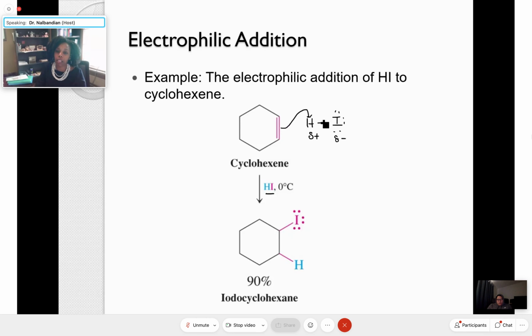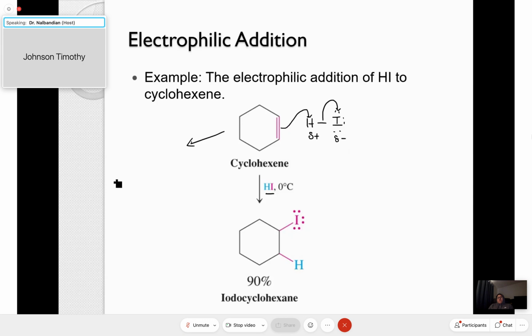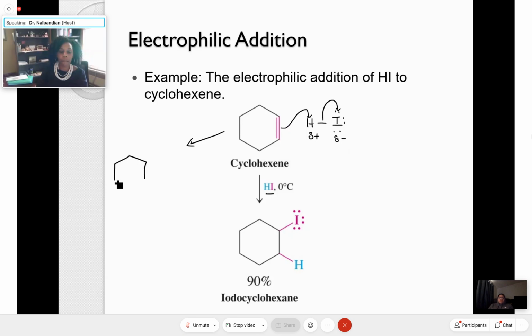But when we attack the proton, something has to happen to these electrons, so we break that bond. And so we end up with this intermediate where, remember, we don't have to show where the hydrogen is, but we do need to show that there's a positive charge. And so we've added a hydrogen to, if I number this 1, 2, here, how many hydrogens on carbon 1 in the beginning? We have 1 hydrogen on carbon 1 and 1 hydrogen on carbon 2 in cyclohexene. In our intermediate now, we still have 1 hydrogen on carbon 1, but now we have 2 hydrogens on carbon 2 in our carbocation intermediate.